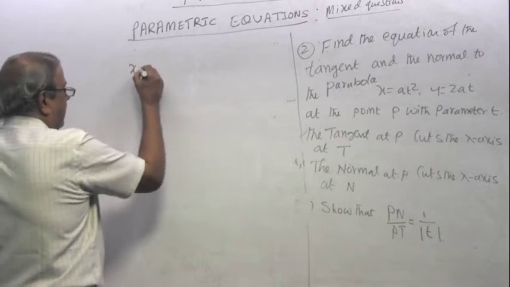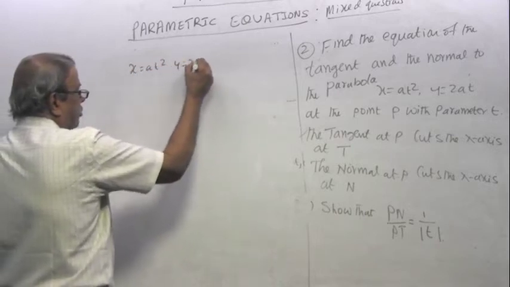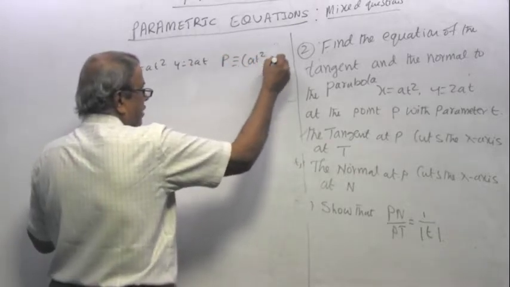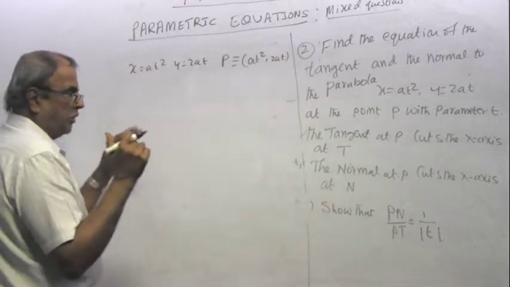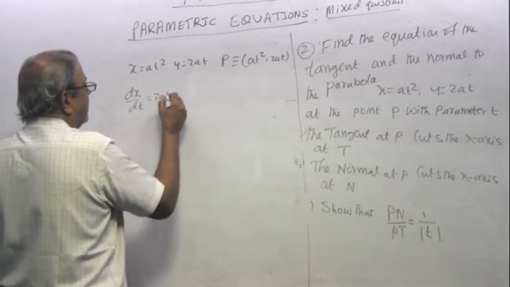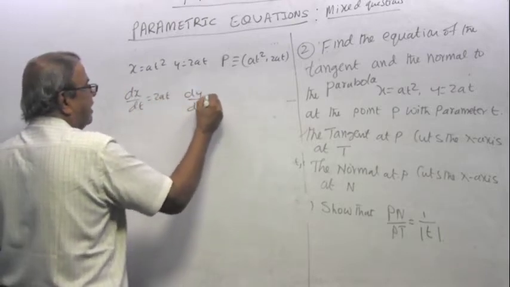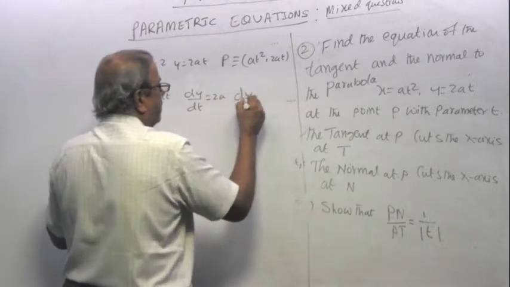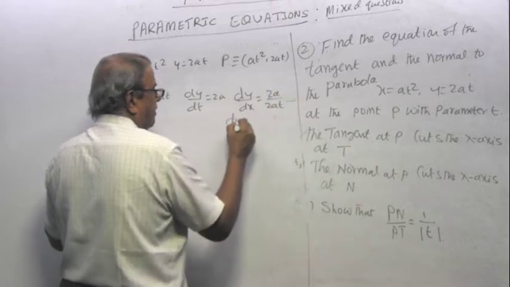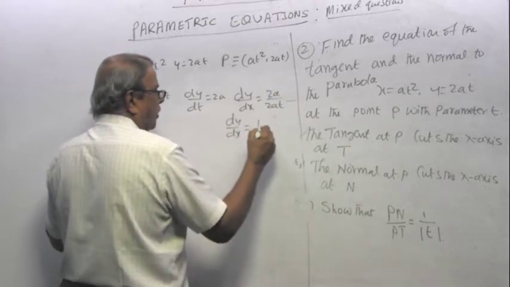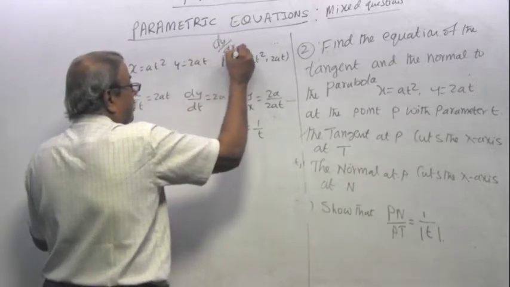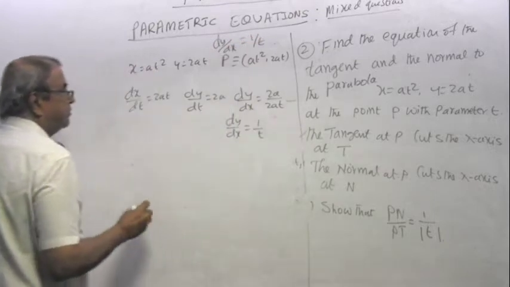So x equal to at squared, y equal to 2at. So the point P is (at squared, 2at). Yeah, good. So dx by dt is 2at, dy by dt is 2a. So dy by dx is 2a over 2at. So dy by dx equals 1 over t. Let me write that here. So dy by dx equals 1 over t.